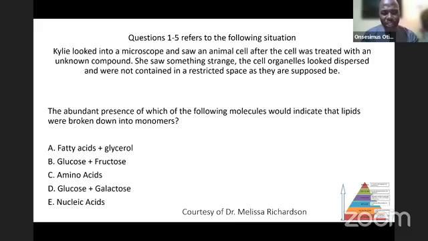And then I ask another question to see whether you really understand. It says, the abundant presence of which of the following molecules will indicate that lipids were broken down into monomers? Okay, so I'm not now looking at the dissolving of the phospholipid bilayer, but I'm saying when you break down lipids, what do they break down into? So they still have to understand that the lipids are made of fatty acids and glycerol.